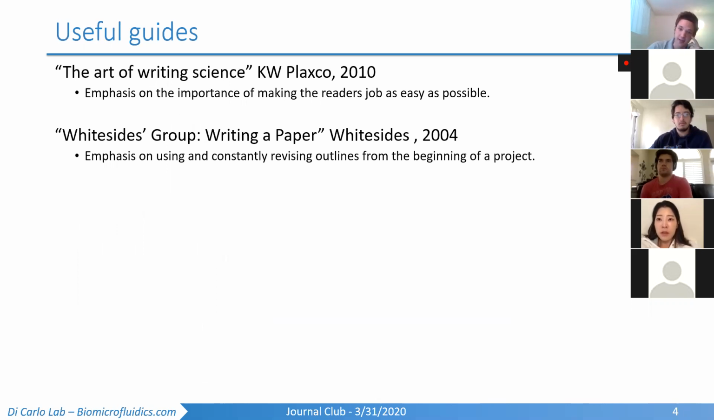I sent out a zip file with some references. These are two papers that I reference a lot for summarizing good techniques and things to do when you're writing a manuscript. The first one's with Kevin Plaxco. There's a lot of emphasis on making it as easy as possible for your readers to digest the information that you're trying to present. And then in the Whitesides paper, there's a huge emphasis on how to use outlines, and definitely starting earlier in the writing process, using outlines to help guide how you even choose which experiments to perform.